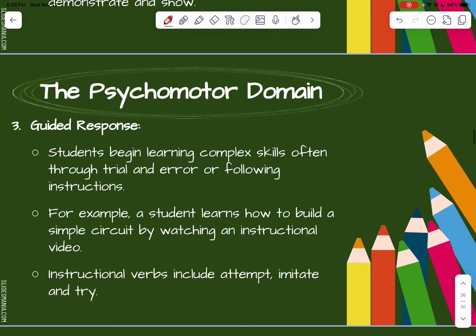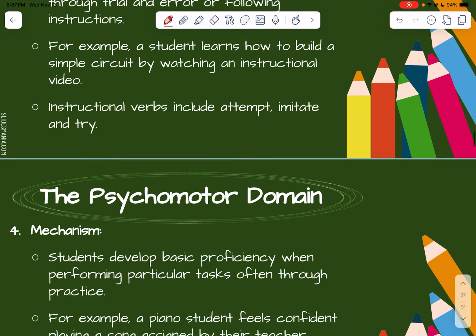Number three is guided response. Students begin learning complex skills, often through trial and error or by following instructions. For example, a student learns how to build a simple circuit by watching an instructional video. Instructional verbs here would be things like attempt, imitate, and try.